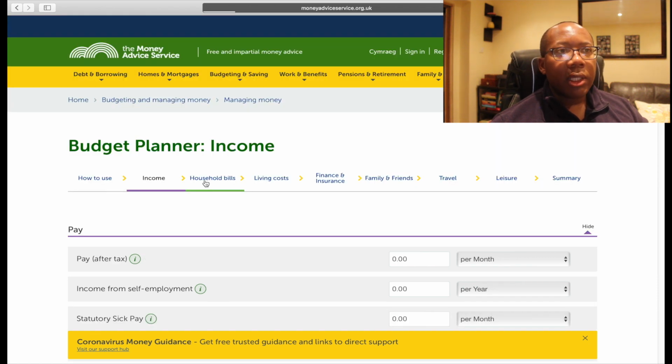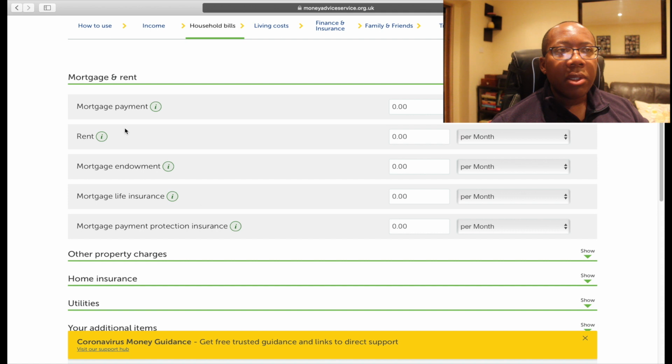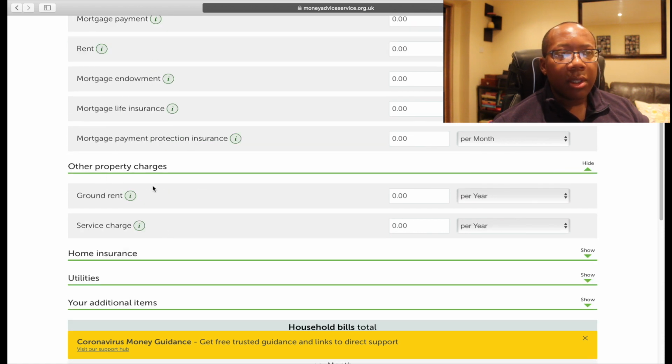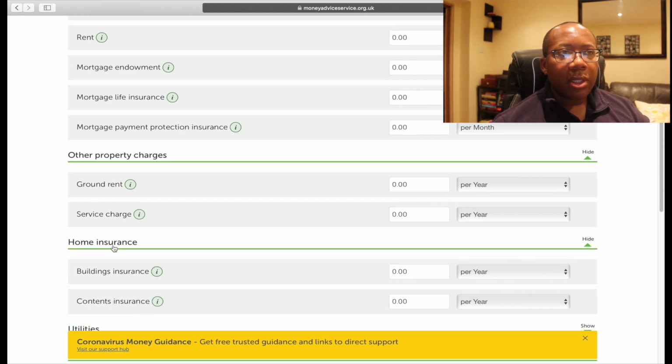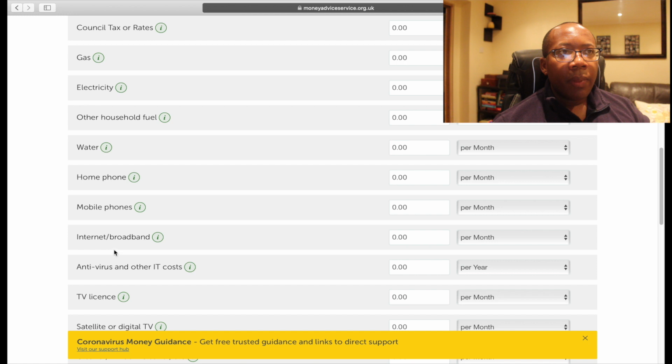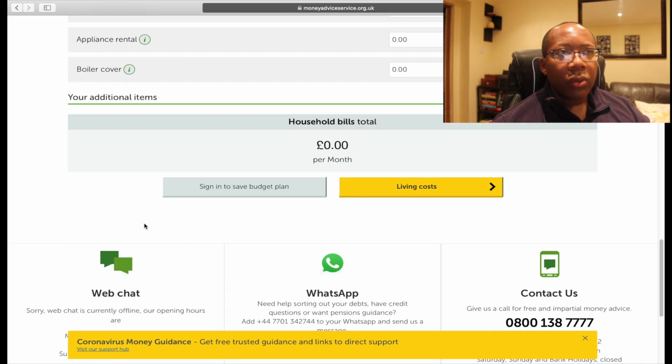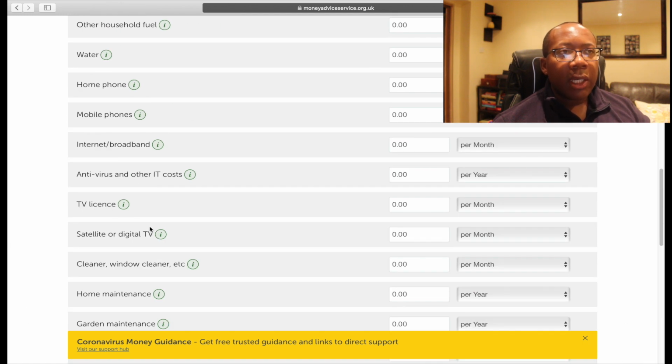Then just click through here to household bills. So mortgage or rent payments are standard, and other property charges. Often, for example, flats in the UK may well have these different kinds of charges. Similarly with insurances and utilities. These are items that are fairly common in a lot of households.